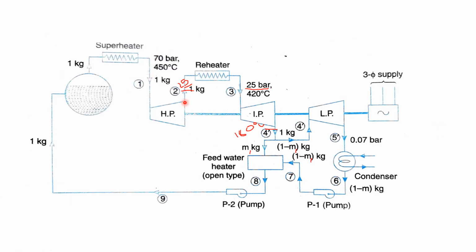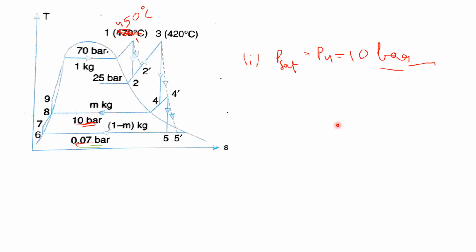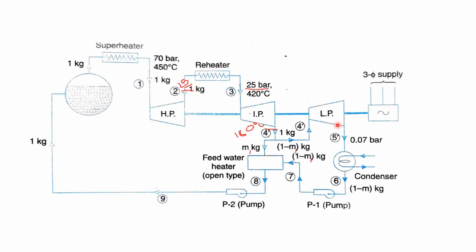1 to 2, there is a high pressure stage. Then 3 to 4, we have the intermediate pressure interaction. Then 4 dash to 5 dash, we have the low pressure stage of expansion. There are three different expansion processes. For that, I have to write down an equation.